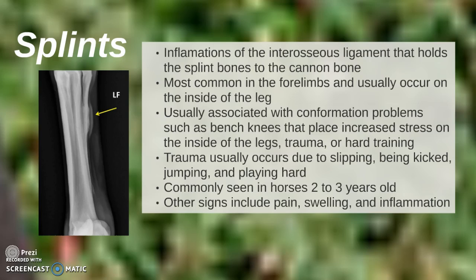Trauma usually occurs due to slipping, being kicked, jumping, and playing hard. It's commonly seen in horses 2 to 3 years old. Other signs of splints include pain, swelling, and inflammation.